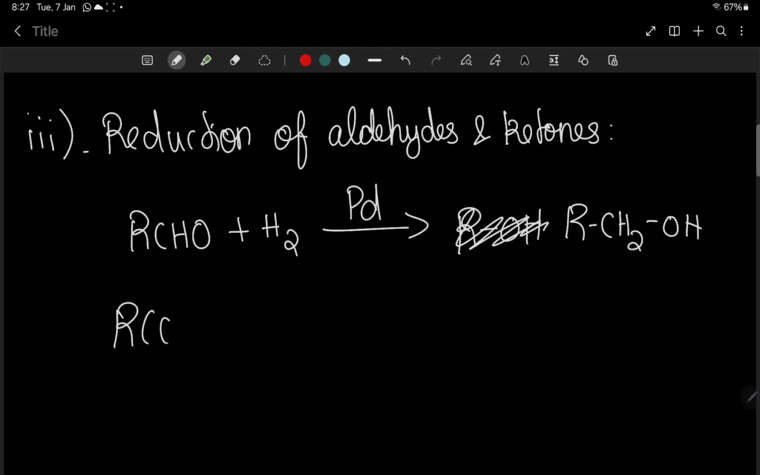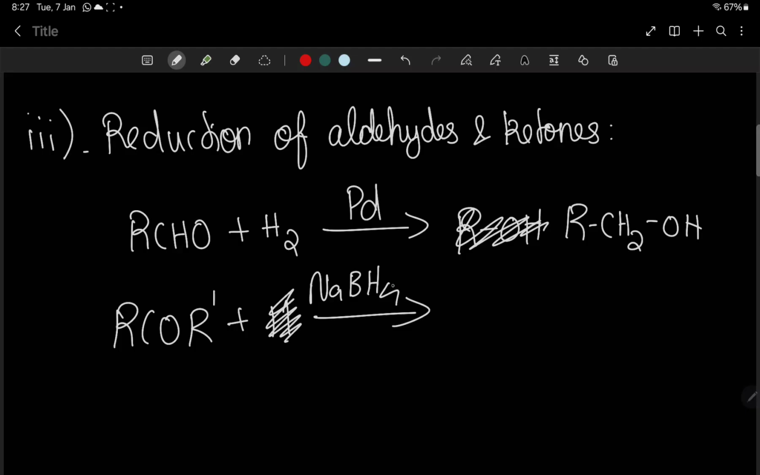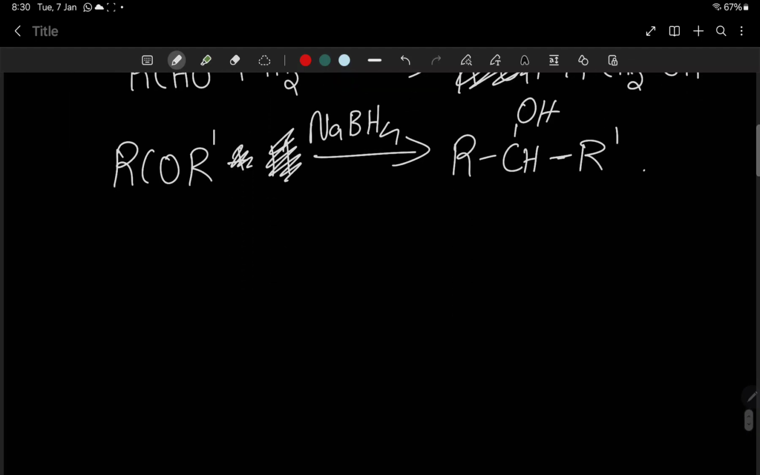If we are using a ketone, instead of H2/Pd we will be using NaBH4, that is sodium borohydride. Okay, NaBH4. That's simple. We get RCHOHR dash as the compound. Okay, this is from reduction of aldehyde and ketone.